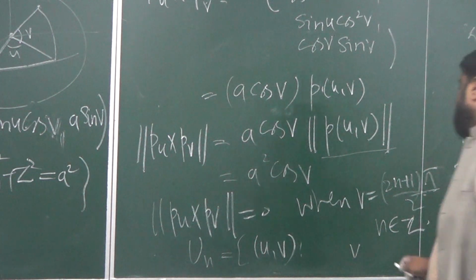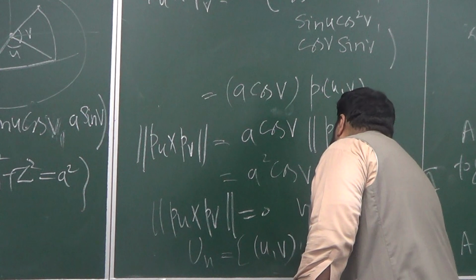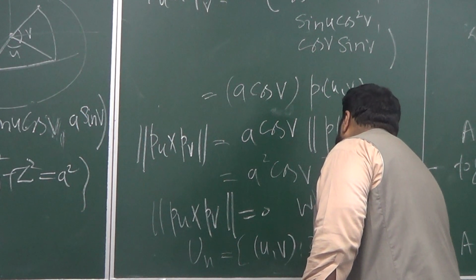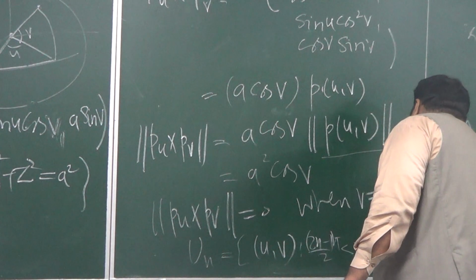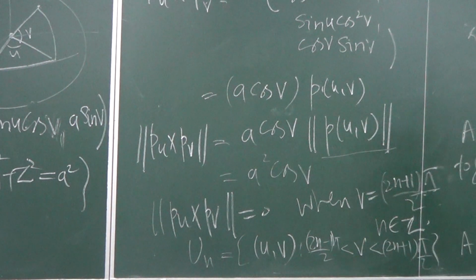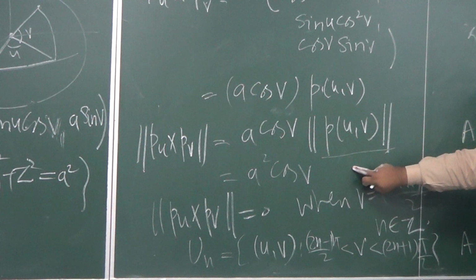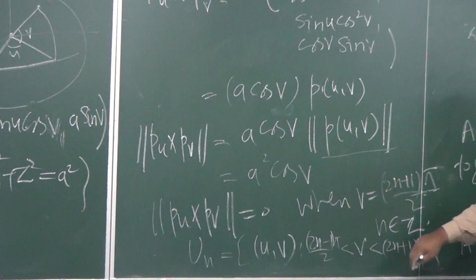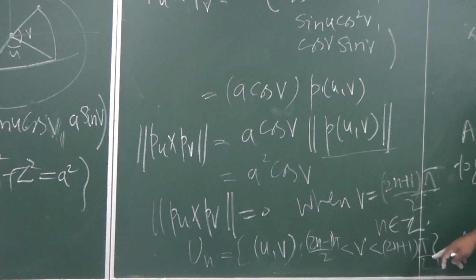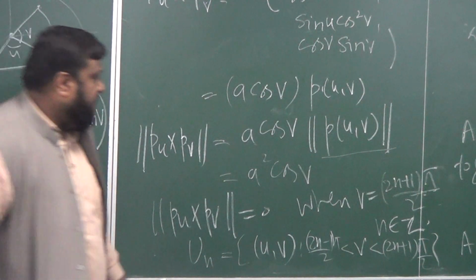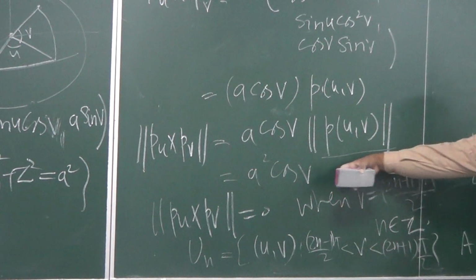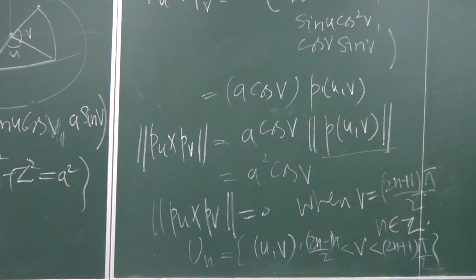And how can you write it? v is between (2n minus 1) pi by 2 to (2n plus 1) pi by 2. So that's U_n. What would be U_0, first of all? U_0 is going to be minus pi by 2 to pi by 2. So if you take v between minus pi by 2 and pi by 2, it's fine. This guy is not there. What would be U_1? It's going to be between pi by 2 to 3 pi by 2. So these U_n's take care of all those points where v is away from the points where this magnitude, P_u cross P_v, can vanish.